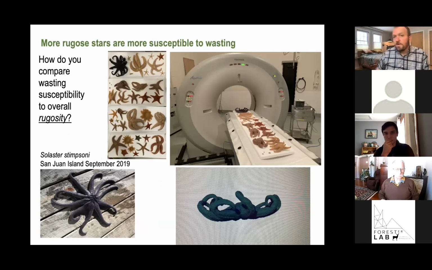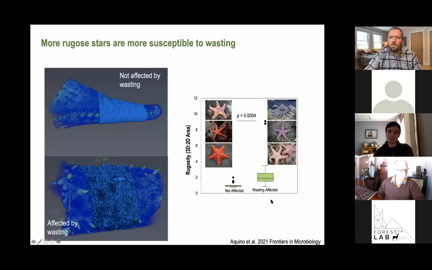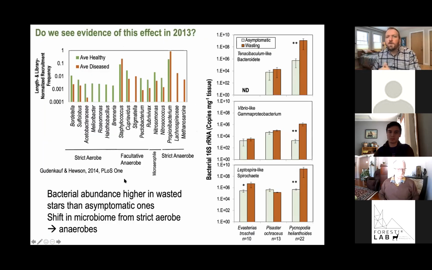Well, we went to a computed tomography scanner, a CT scanner, and we measured the rugosity properties across all of the affected species. That was done computationally by building big 3D models. And what we found is that species that were more affected by wasting had a much more rugose surface than those which were not affected. The idea here is that if you have a more extensive boundary layer, there's a longer distance over which oxygen has to diffuse. And if there's depleted oxygen within that surface layer, it's going to basically block respiration of the animals. So they effectively suffocate. So the big question is, do we see evidence of this effect in 2013?